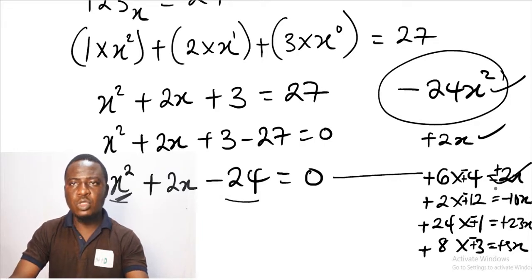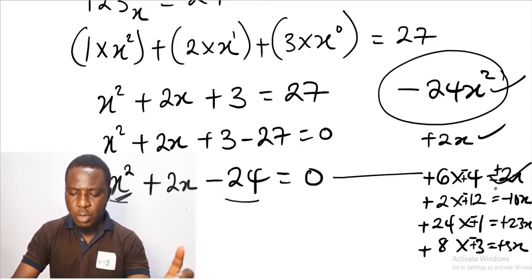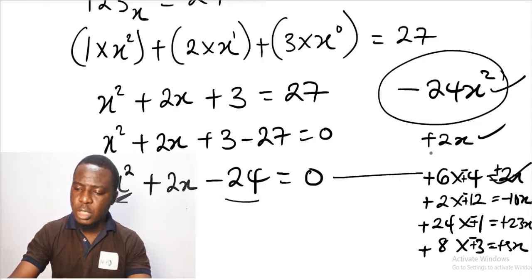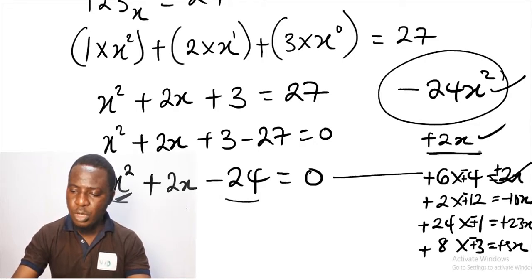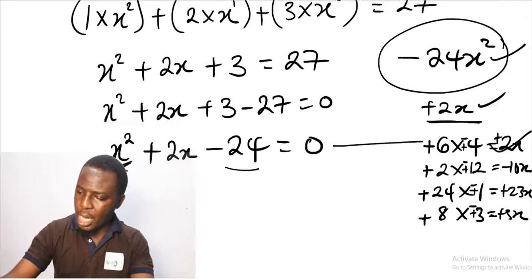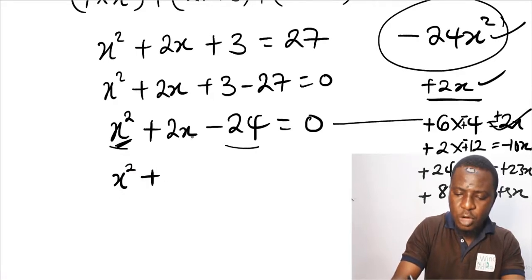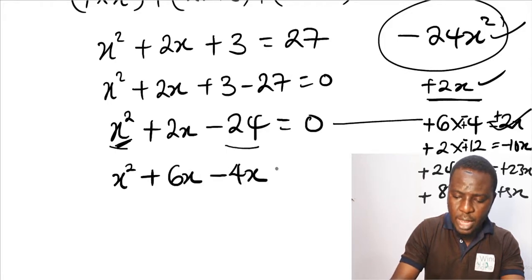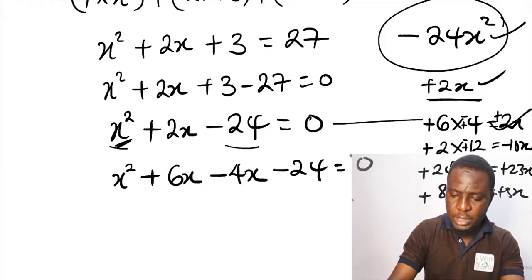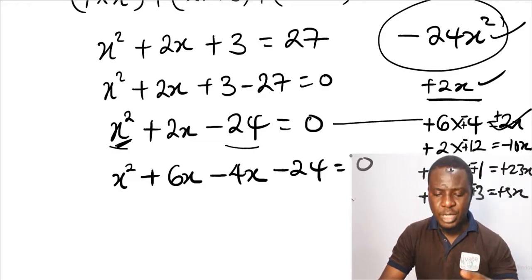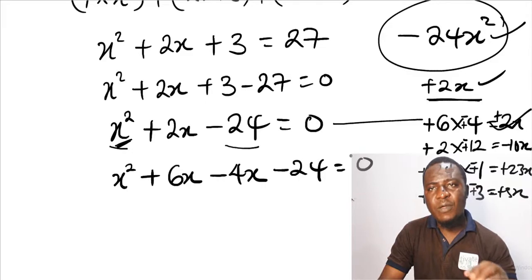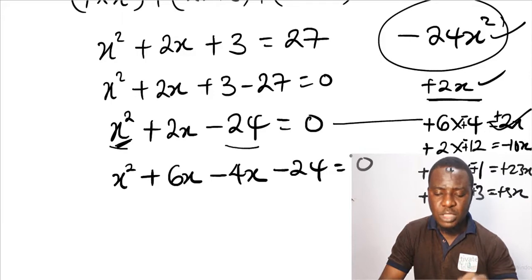So having gotten those 2 terms, what we are going to do is to substitute them for the middle term. That is, we are going to replace plus 2x in our expression. That becomes x squared, so instead of writing plus 2x, I'm going to write plus 6x minus 4x, then minus 24 is equal to 0. So by doing this, we have been able to convert it from a 3-term expression to a 4-term expression, thereby making it very simple for us to factorize.